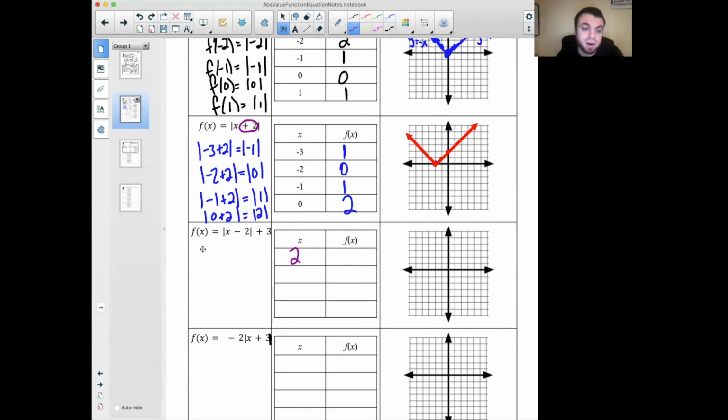So 2 makes the bars equal to 0. So I'm going to plug in 2. So I'm going to get 2 minus 2 in the bars plus 3. 2 minus 2 is 0.